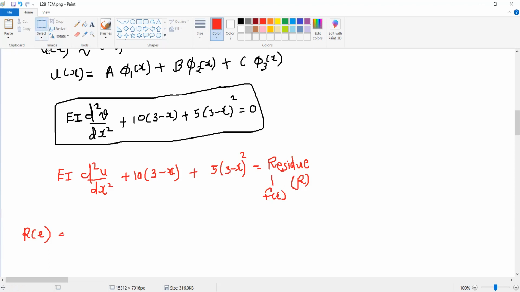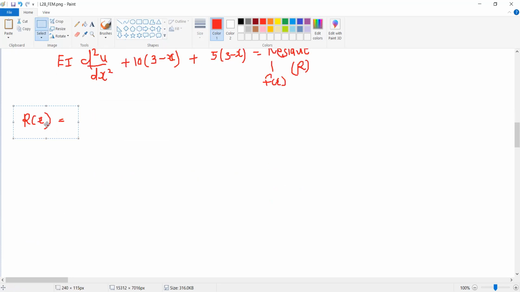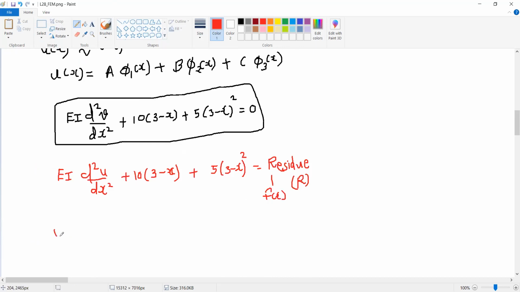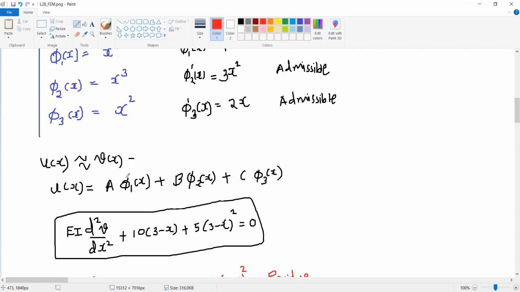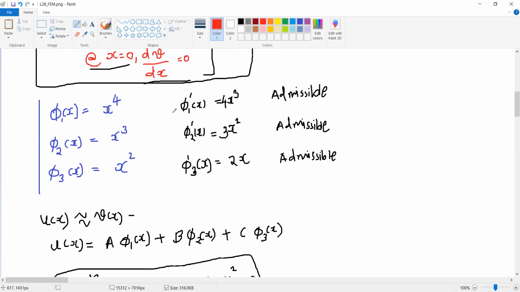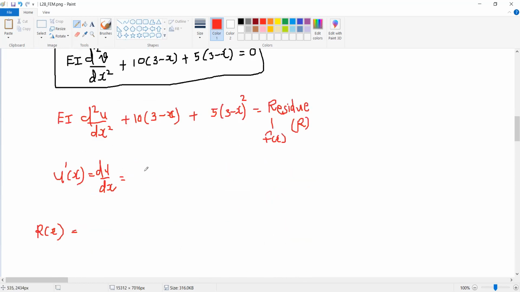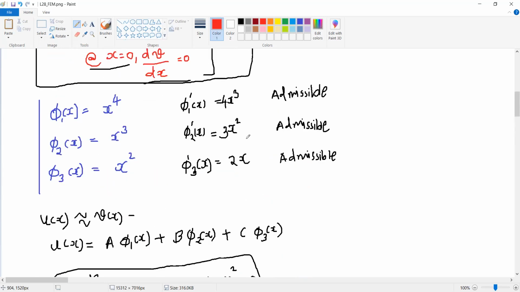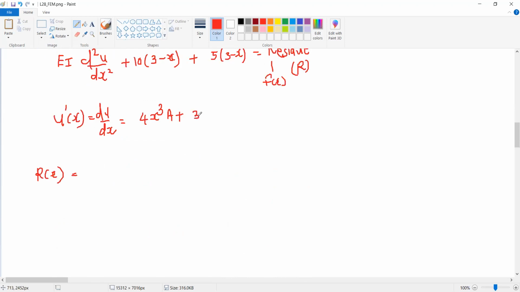So what is the residue as a function of x? To write this, I will first have to differentiate u of x twice. So u of x is this. What is u dash of x? u dash of x is nothing but du by dx. What is its value? It is going to be a into phi1 dash of x. But what is phi1 dash of x? It is 4x cube. So it is going to be 4x cube a, plus b into phi2 dash of x. But what is phi2 dash of x? It is 3x square. So it is going to be 3x square b.